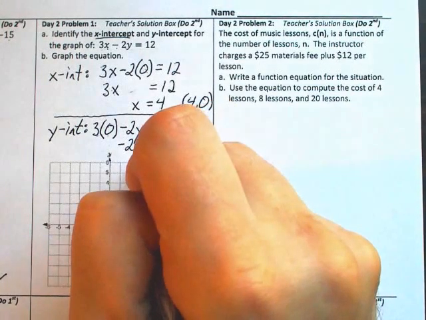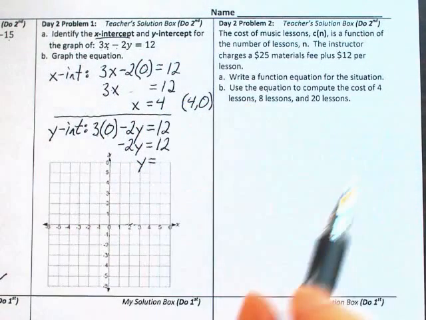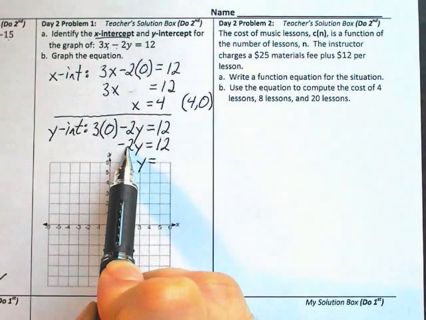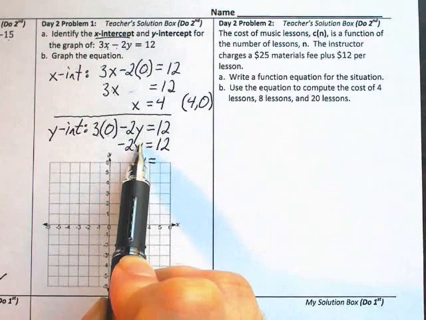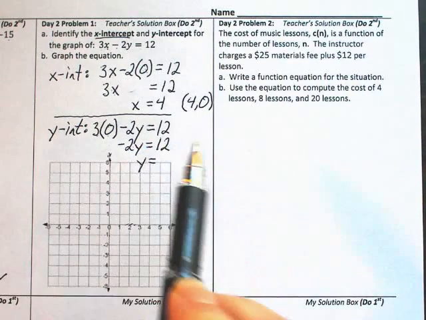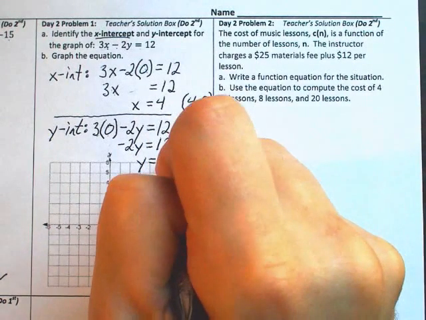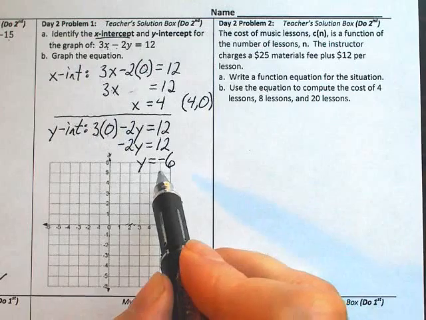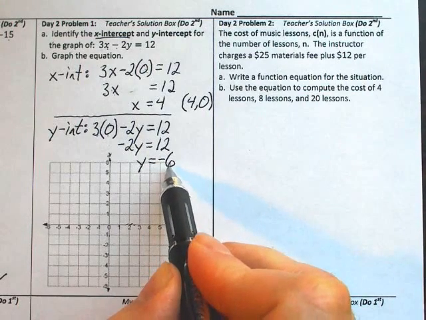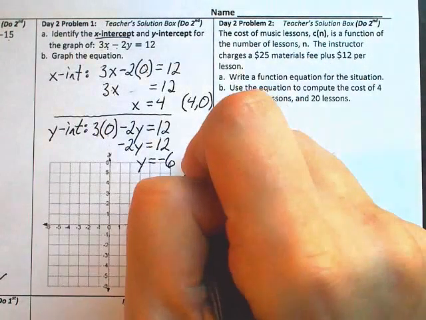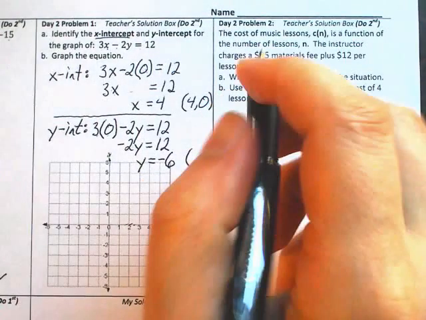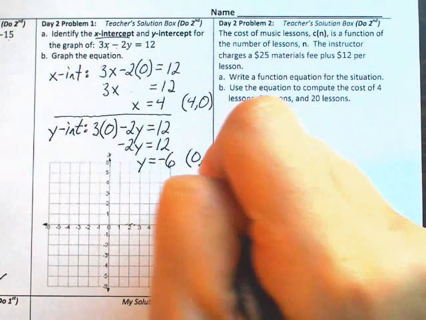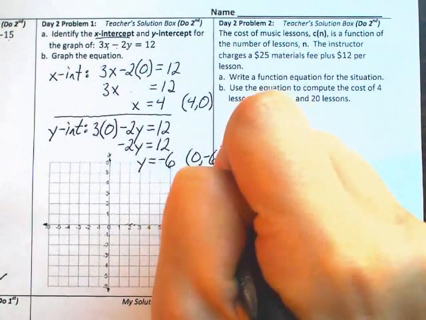Let's solve that for y. So y is equal to, let's see, negative 2 times negative 6 would equal positive 12. So y is equal to negative 6. That is the y-intercept. When we graph later on, there's going to be a dot on the y-axis at negative 6. As an ordered pair, this could be written as 0, negative 6.